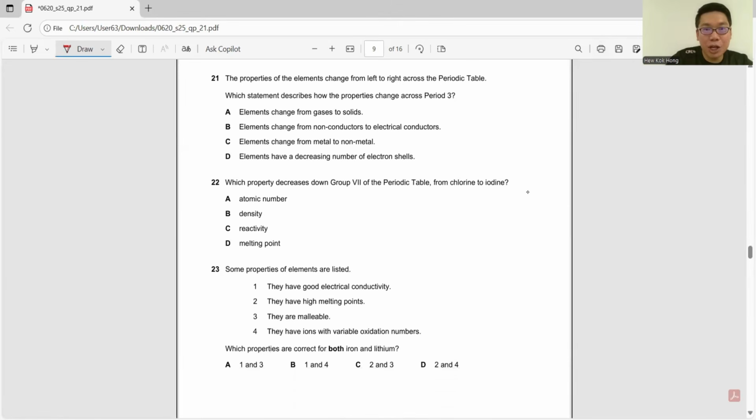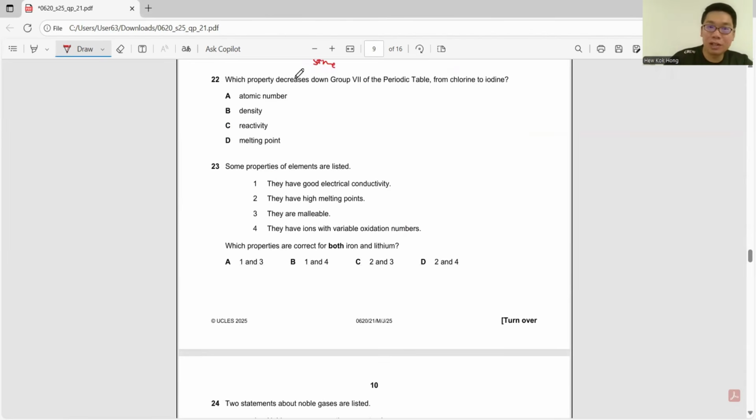21. The properties of elements change from left to right across the periodic table. Which statement describes how the properties change across period 3? First, it says it's from gas to solid. Group 1 is alkali metals. It's impossible for them to be gases, so very wrong. B. Elements change from non-conductor to conductor. Metals are conductors, so group 1 is a conductor. C. Elements change from metal to non-metal. Very correct. And D, elements have a decreasing number of electron shells. In the same period, they have the same number of electron shells. So the answer is just C.